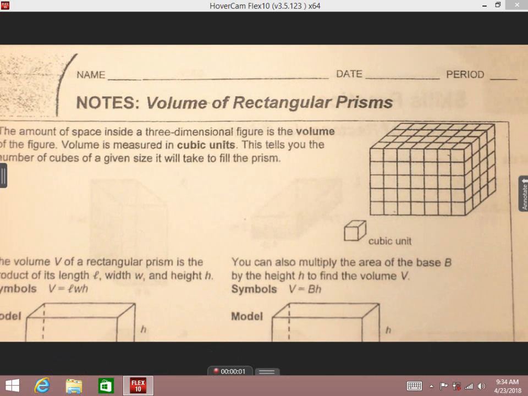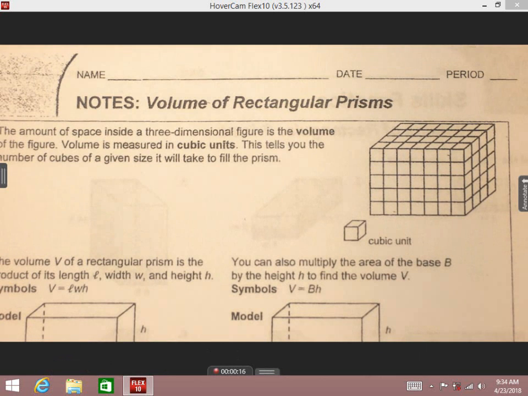Today we're going to be talking about volume of rectangular prisms. Again, please remember all of our notes are leading up to our test on Friday. Today's notes are half of your test. Ask lots of questions. If we need to pause and talk about something further, please let me know.